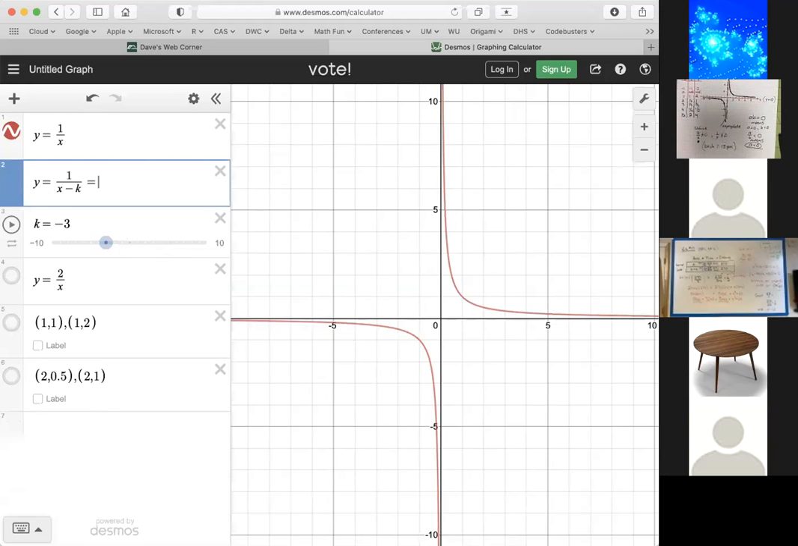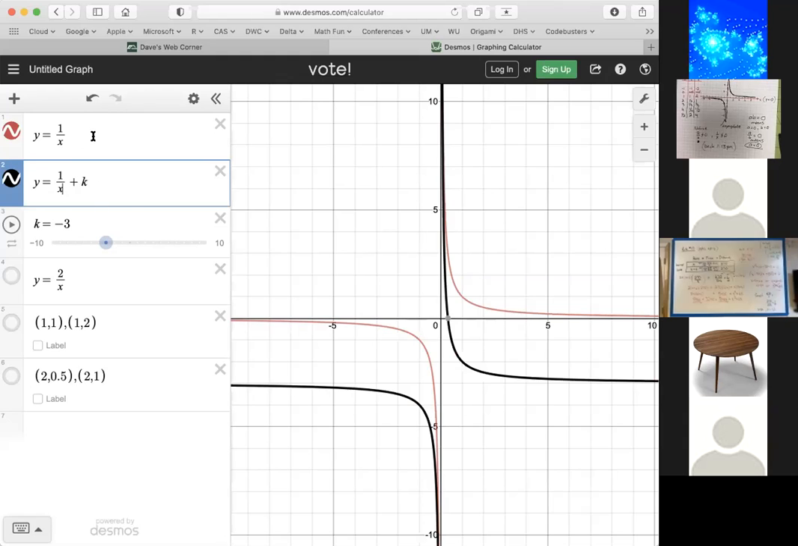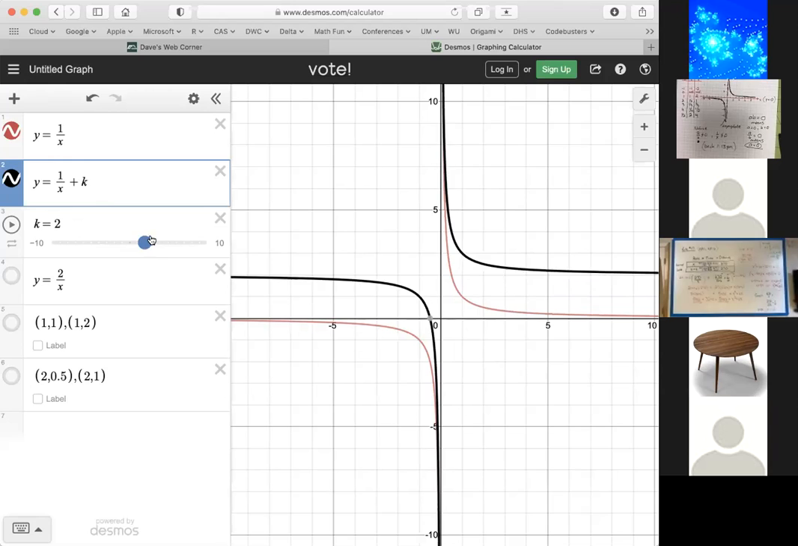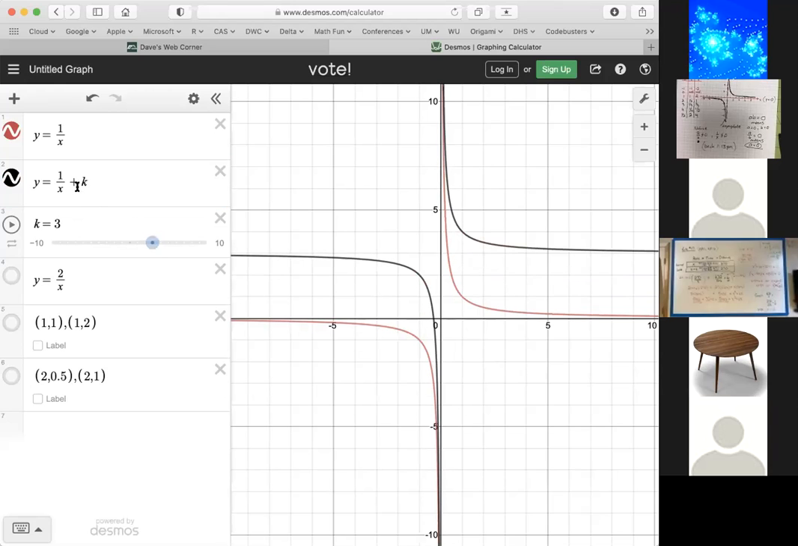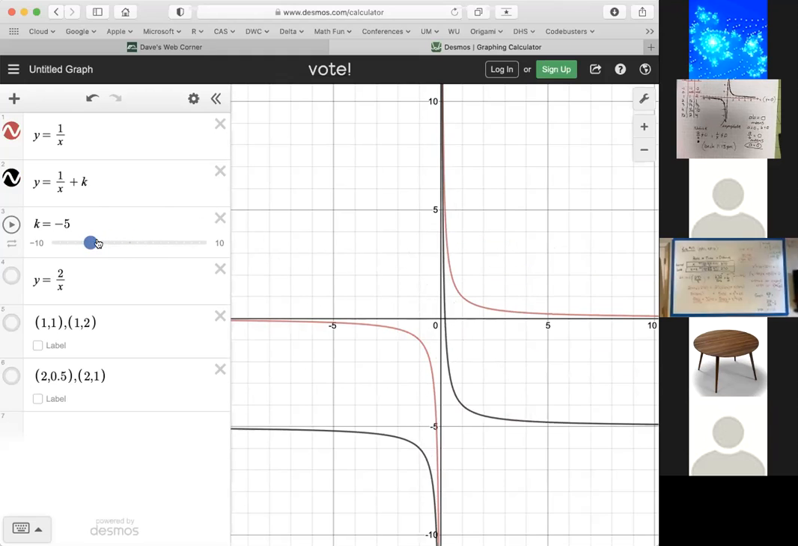What if I had put the k on the outside? Take out this k down here. And what if I had said, let's look at 1 over x and 1 over x plus k on the outside, kind of adding k to the y value. The y value is 1 over x. If I add k to that, like here, I subtracted 3. What happened? The graph went down 3. If I say plus 3, the graph goes up 3. Okay, that's kind of practical.